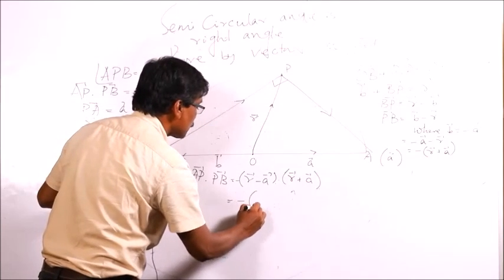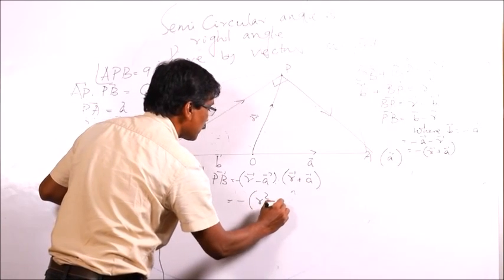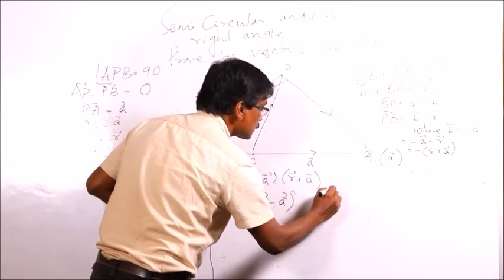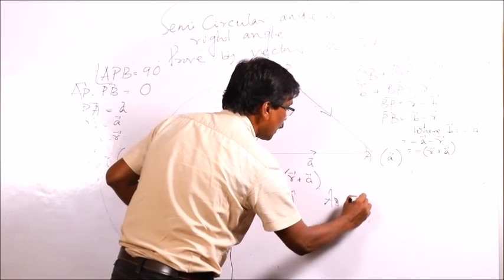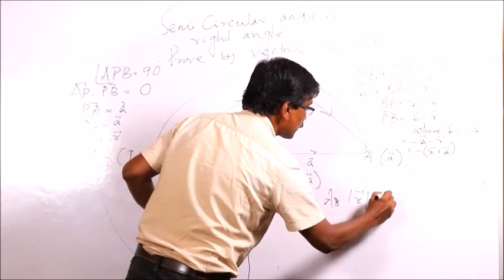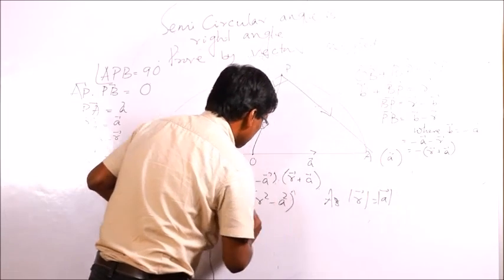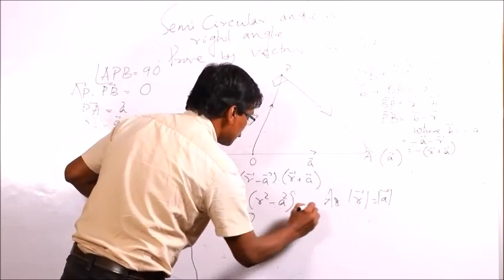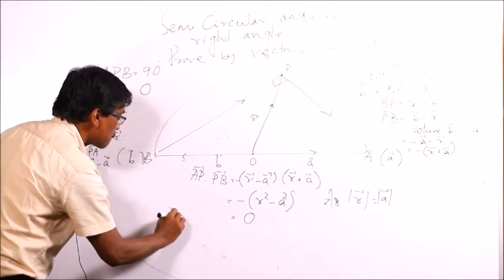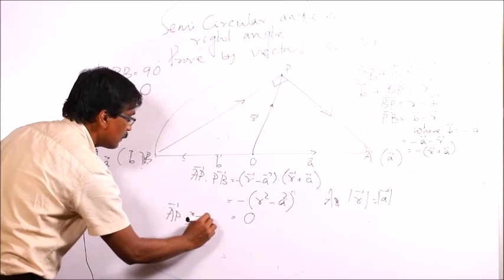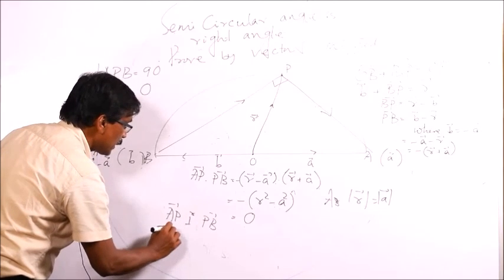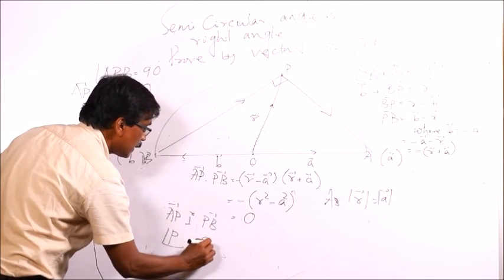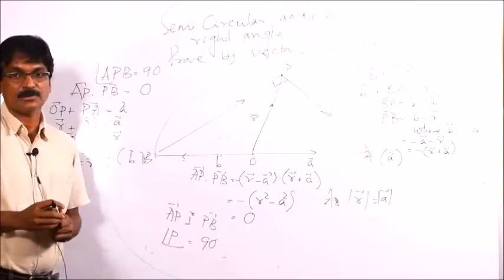So the dot product is equal to minus R square minus A square, as the R vector magnitude is equal to the A vector magnitude. So R square minus A square is equal to 0. So AP is perpendicular to PB vector. So angle P is equal to 90 degrees. So the semicircular angle is 90 degrees.